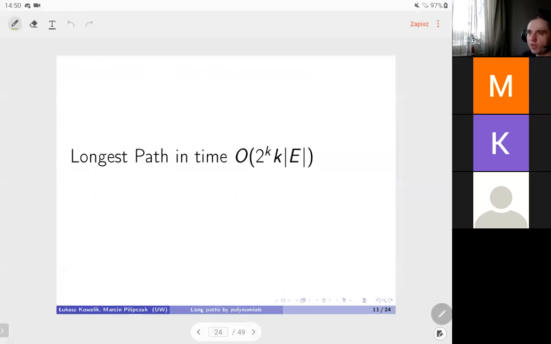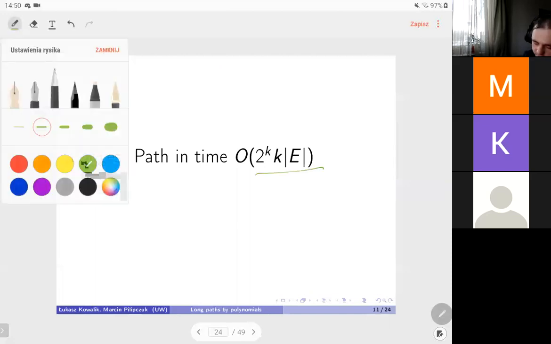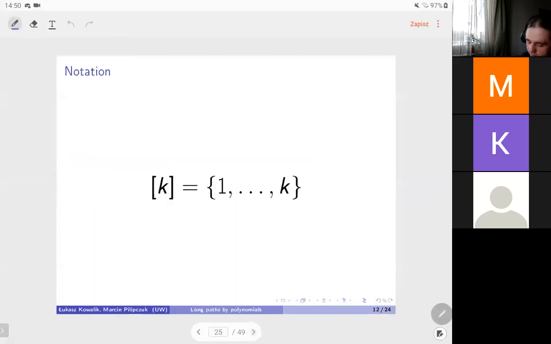And yeah, so now we have got our algebraic tools prepared, we move to longest path. This is the running time we hope to get today. And just to be on the same page, this is notation we've been using in many talks before already: square brackets of k, this is just the set of numbers from 1 to k. We'll be using this notation a lot in what follows.